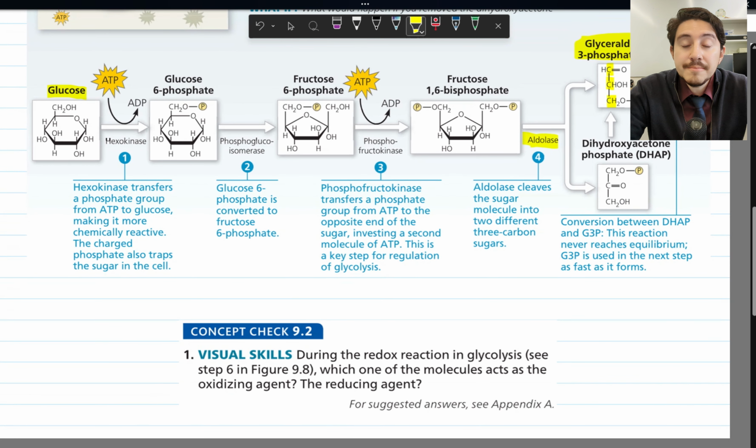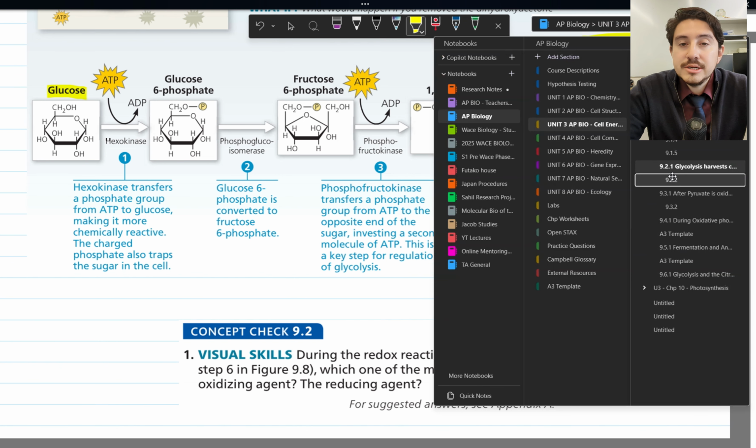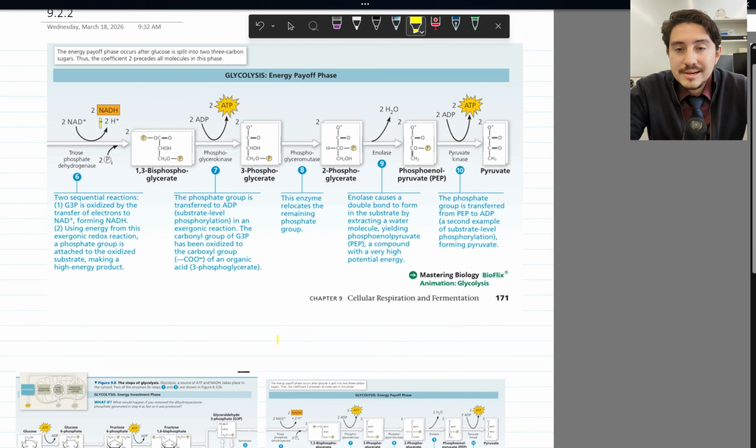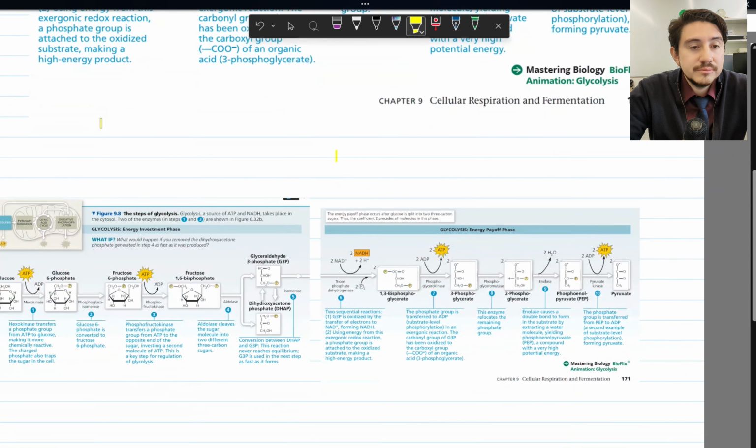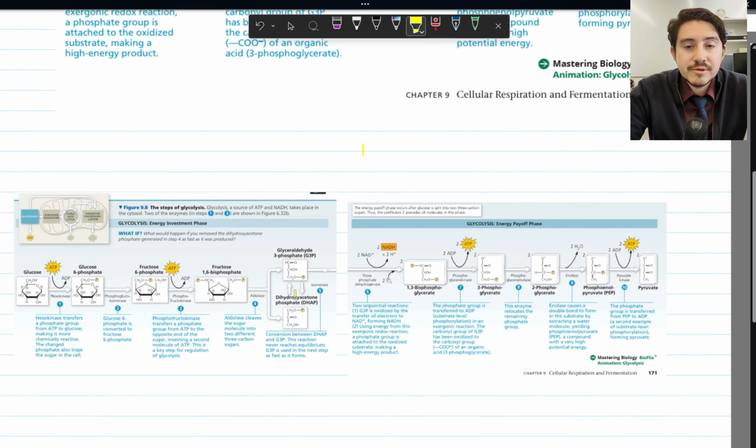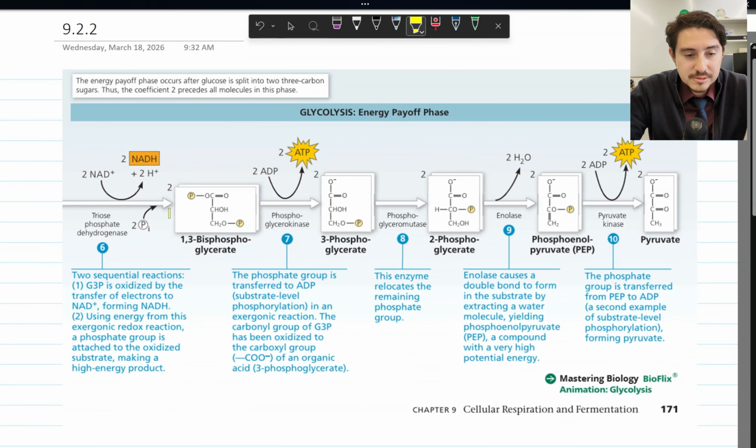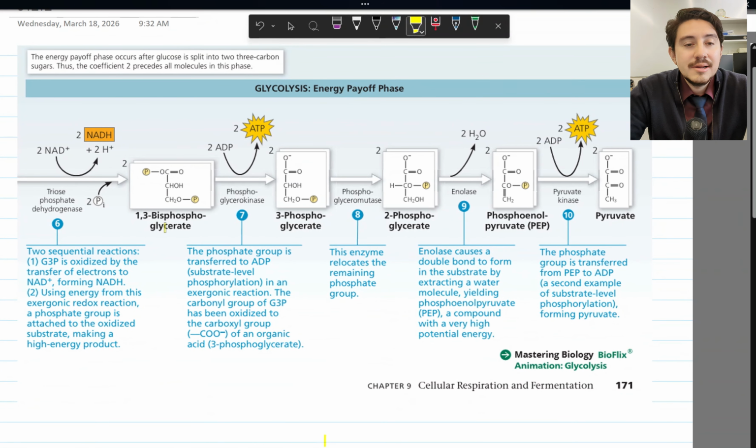And we're going to continue on to the next step here. If you have the textbook, this is connected into one like this, but just to zoom in a little bit better here.